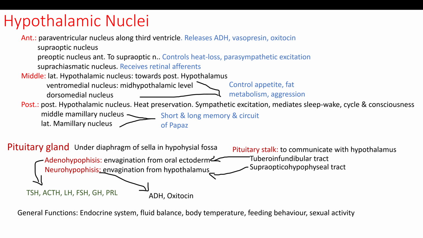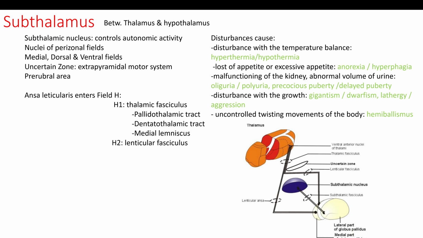Then there's the supraopticohypophyseal tract, which conveys the axons from the supraoptic and paraventricular nuclei to the neurohypophysis. Certain hormones are released like ADH vasopressin, controlling water absorption in the kidney, and oxytocin, causes contraction of the uterus during delivery. Generally, hypothalamus is essential because it controls endocrine system, fluid balance, body temperature, feeding behavior, and sexual activity.